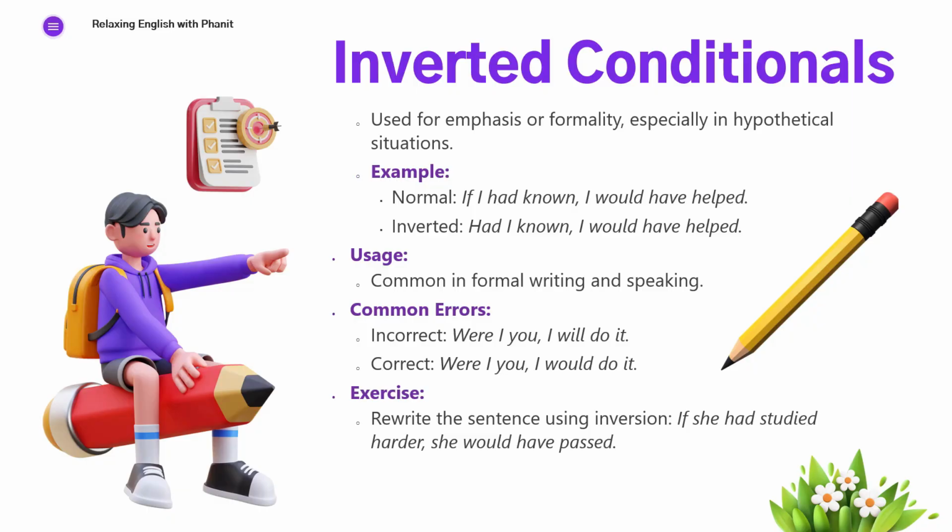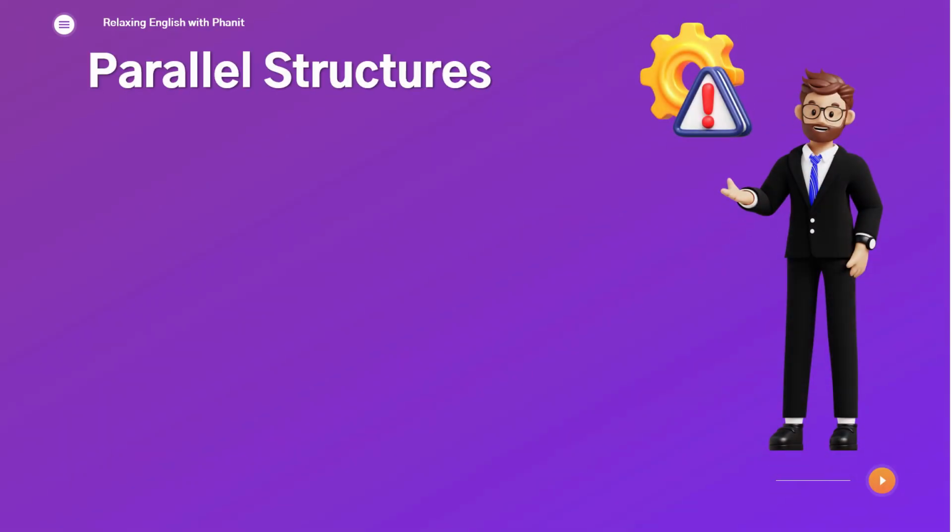Let's practice. Rewrite this sentence using inversion. If she had studied harder, she would have passed. Pause and think. The answer is, "Had she studied harder, she would have passed." Well done. Now let's talk about parallel structure.